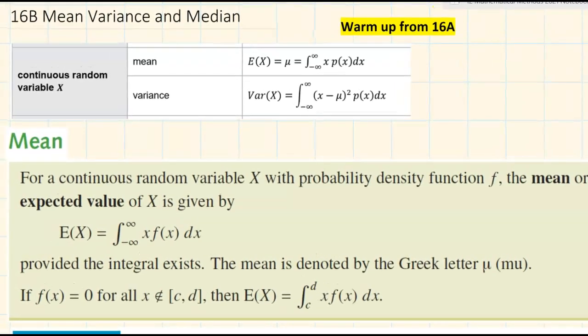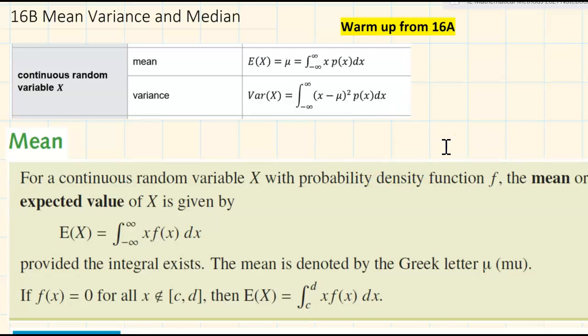Last week we looked at probability density functions. What do you remember about probability density functions? Okay, good. The integral from negative infinity to positive infinity equals 1, and all of the probabilities have to be positive, greater than or equal to 0. Okay, this is a snip from your formula sheet.